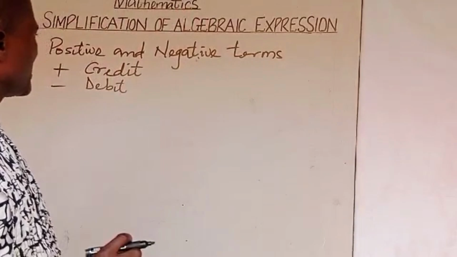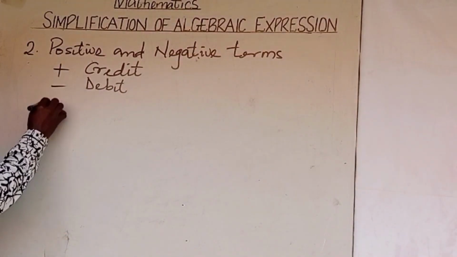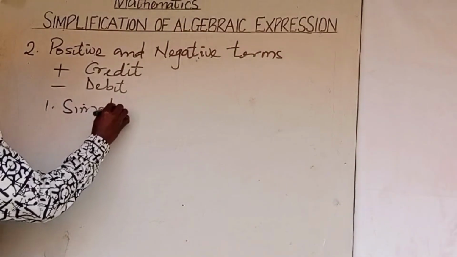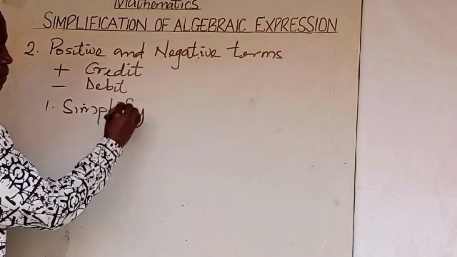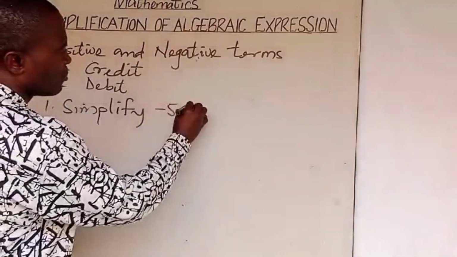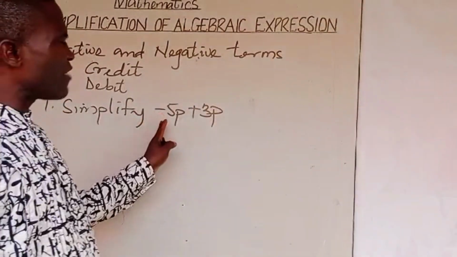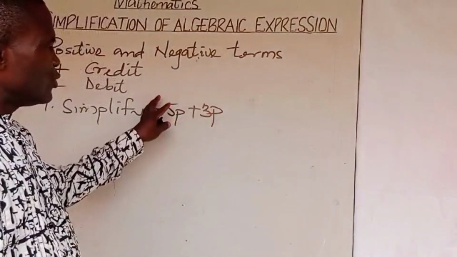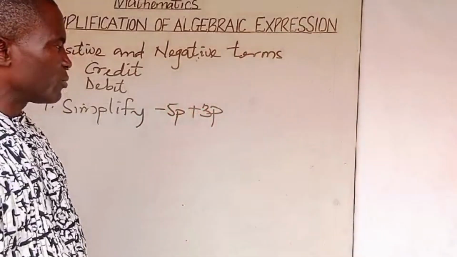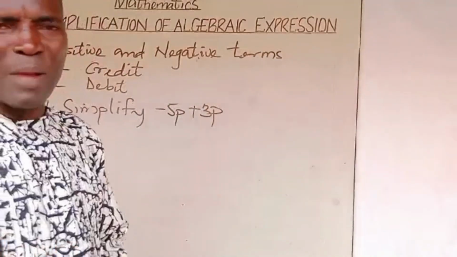Now let us take, for instance, in an exam, you are asked to simplify minus 5p plus 3p. When you say minus 5p plus 3p, it means that you are owing 5p and you have 3p with you. When the person you are owing that money comes and says, where is my money?